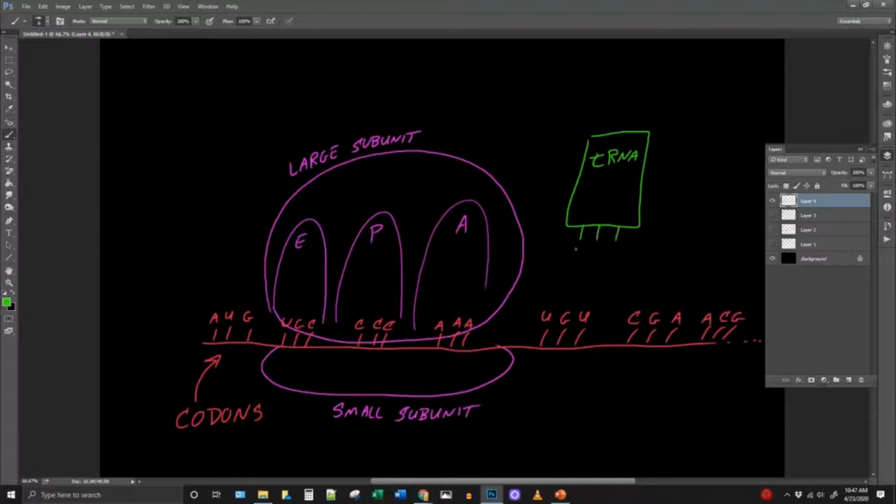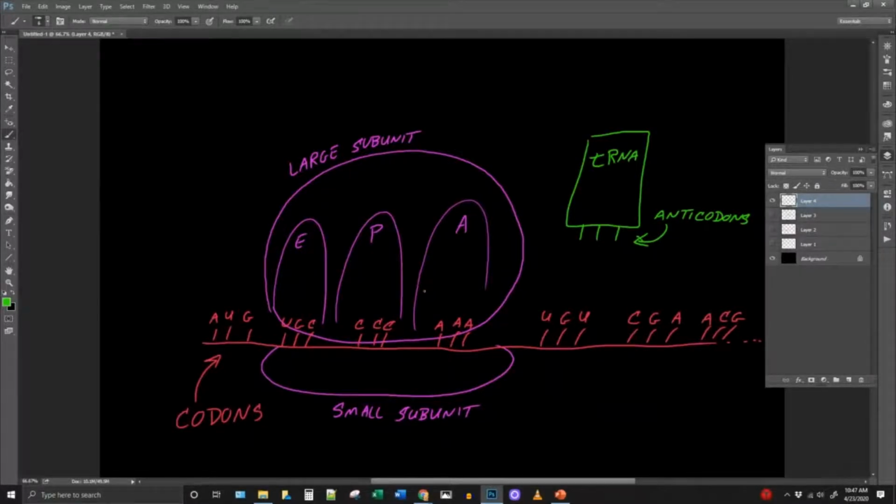tRNAs have what we call anticodons, which just have the opposite set of bases, the complementary set of bases to these codons. So this is how they read them.